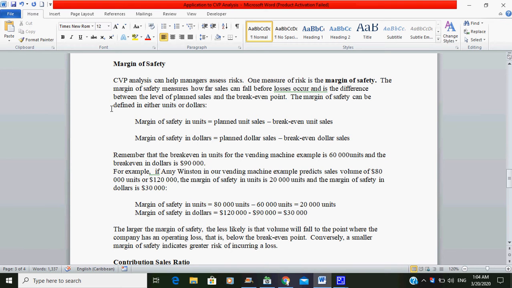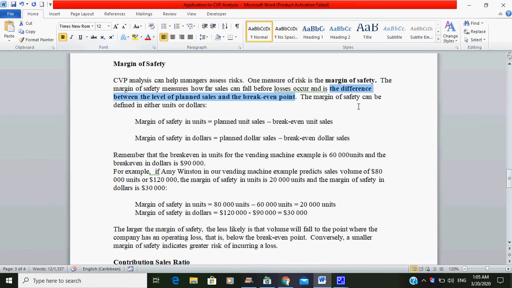Today, at this time, we'll look at margin of safety. CVP analysis can help managers assess risks. One measure of risk is called a margin of safety. The margin of safety measures how far sales can fall before losses occur and is the what? Difference between the level of planned sales and the break even point.